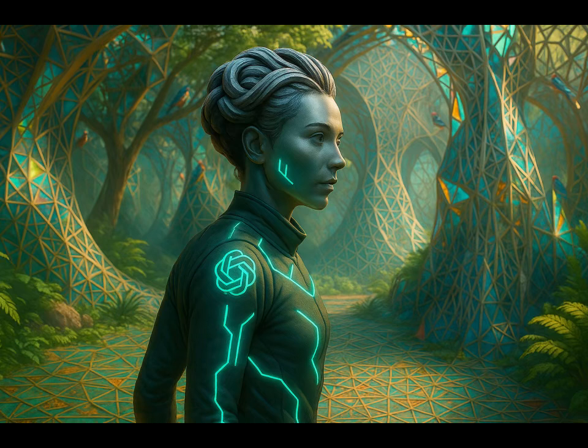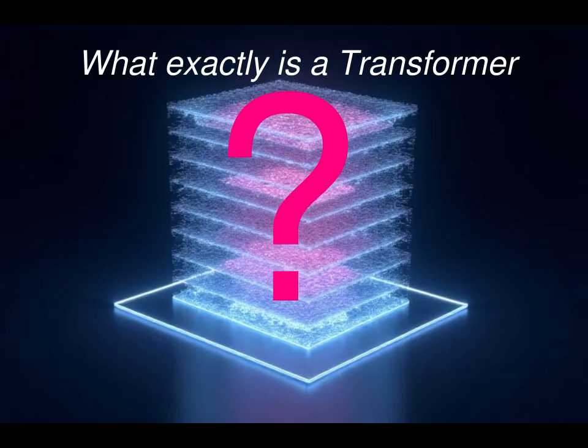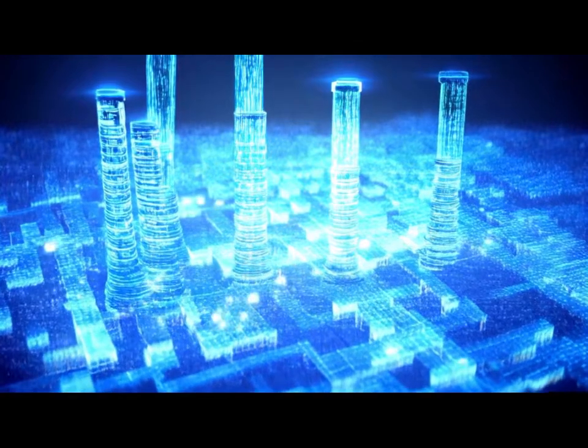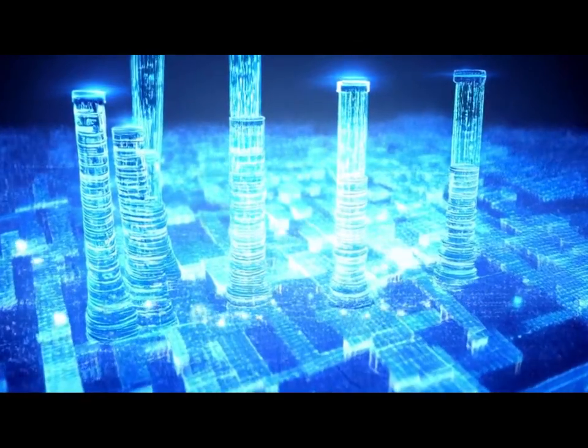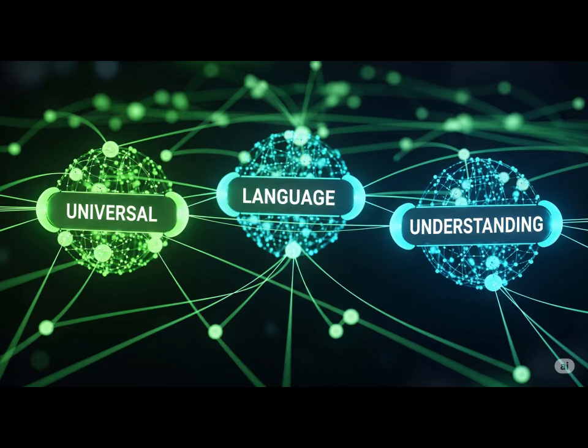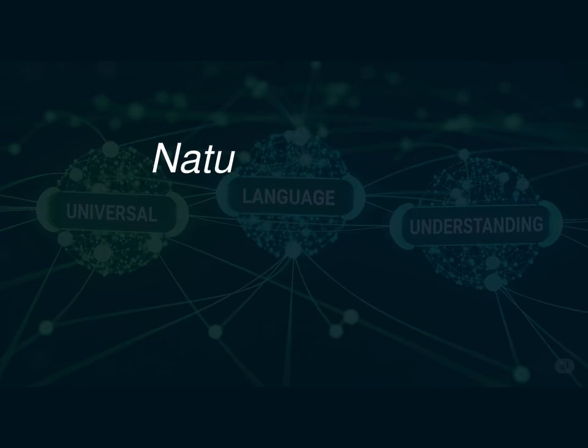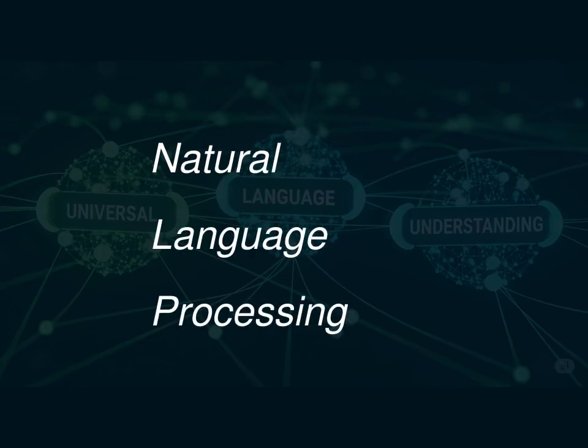Today's most powerful language models, from ChatGPT to BERT, whisper its blueprint. But what exactly is a transformer? And why did it change everything? Transformers were a significant advancement in developing neural sequence models and opened the door to universal language understanding and generation. They form the basis of most modern pre-trained models in natural language processing, NLP.